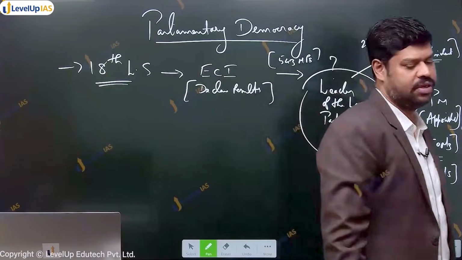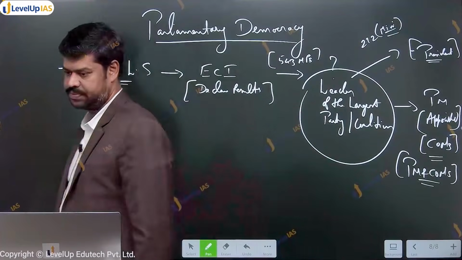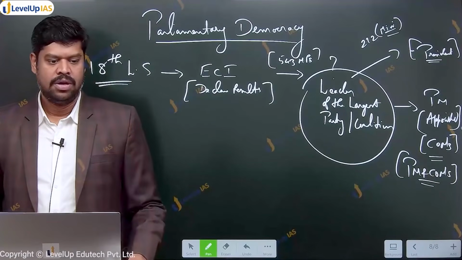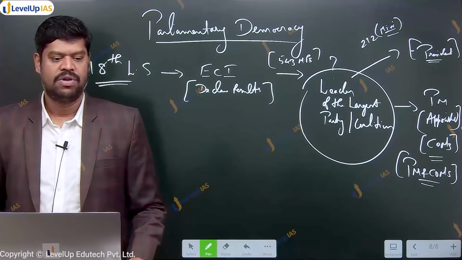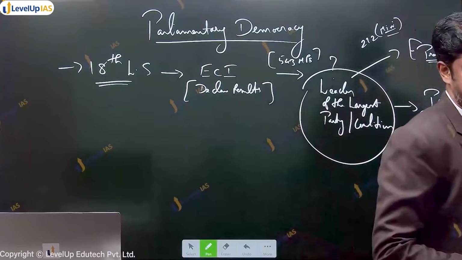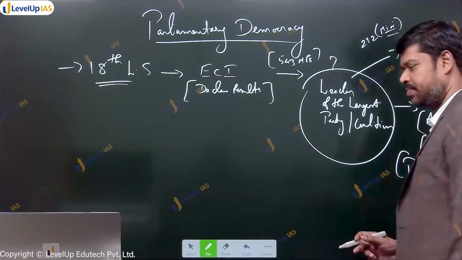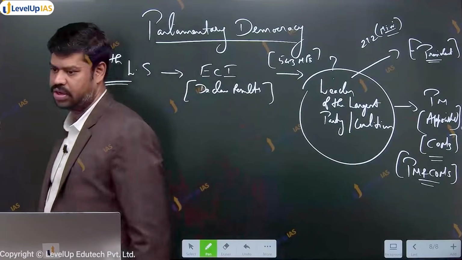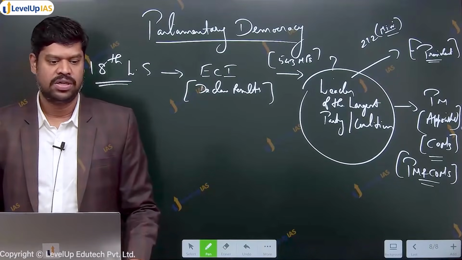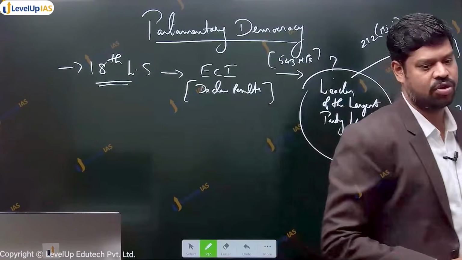A parliamentary democracy is a form of government where the executives are continuously accountable to the legislature.